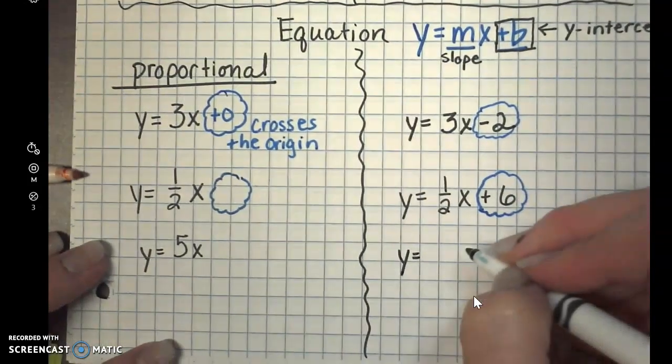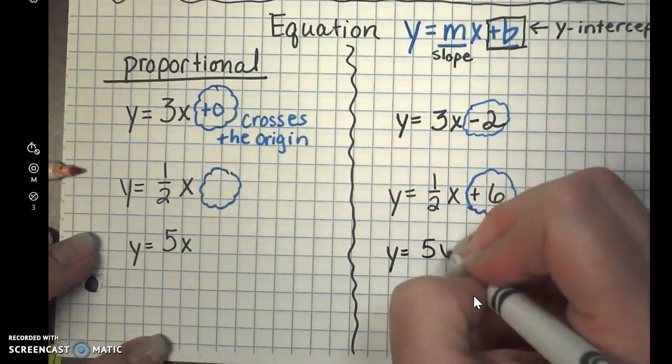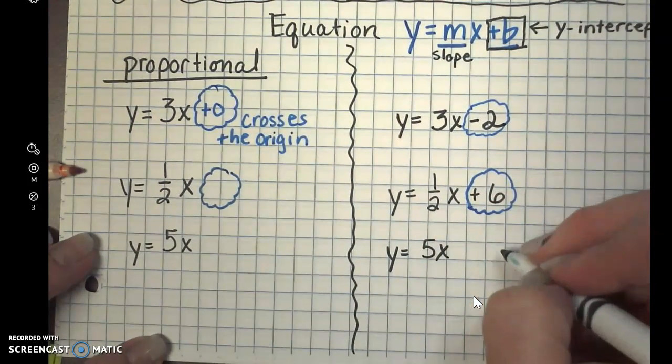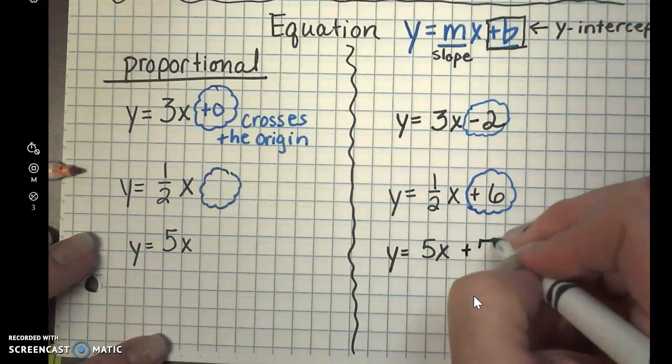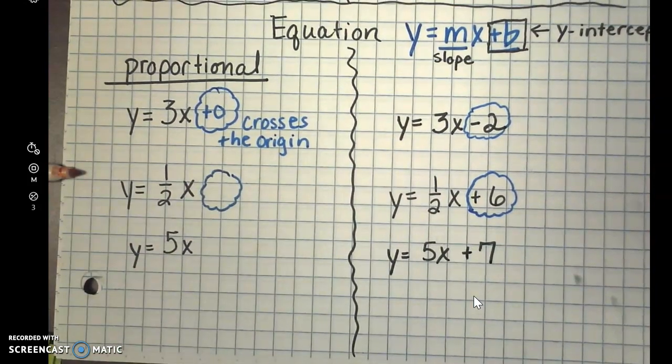So, non-example. Somebody give me a number that could be on the y-intercept, or the y-axis, I'm sorry. 7. So, plus 7? Okay. And there you go. How are we feeling about this?